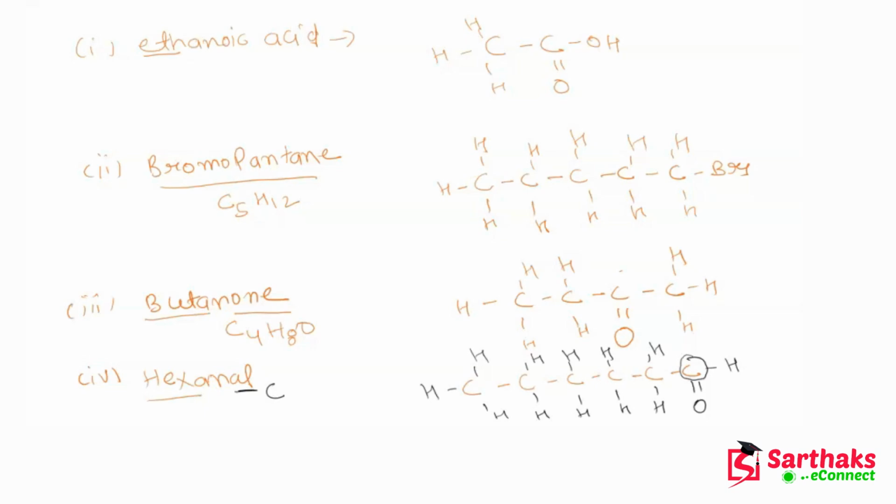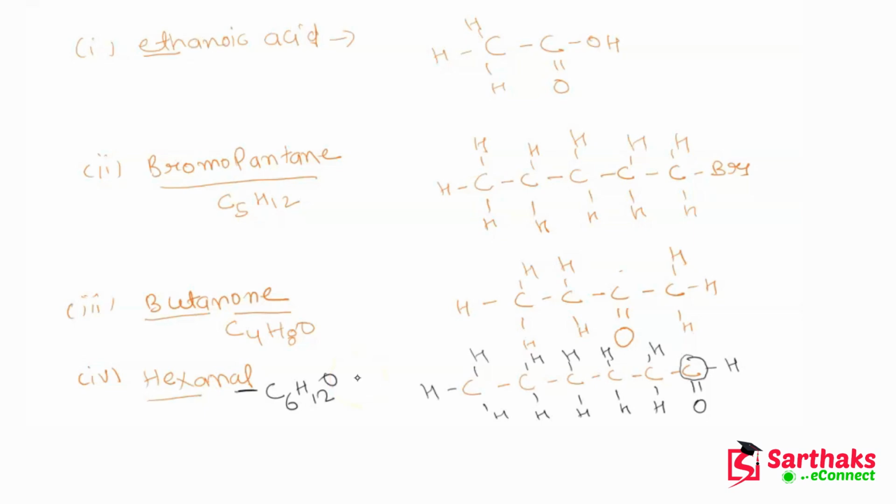Okay, so C6, and then what is the number of hydrogen? 1 2 3 4 5 6 7 8 9 10 11 12. So 12 and 1 O. So I hope guys this thing is clear to you, that this is the structure for hexanal. So if it is clear to you, now let's move on to the next slide.